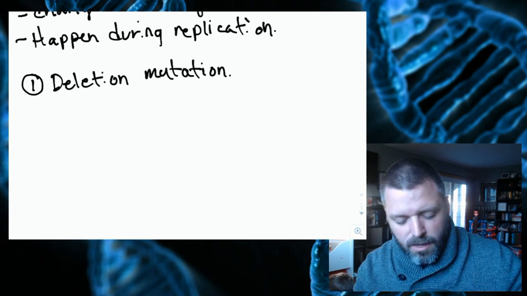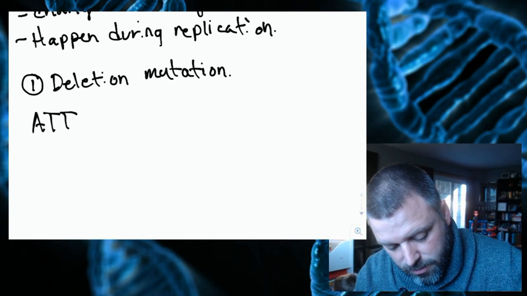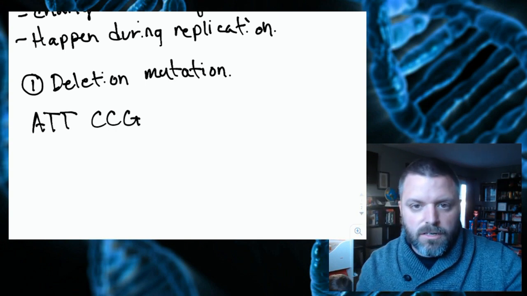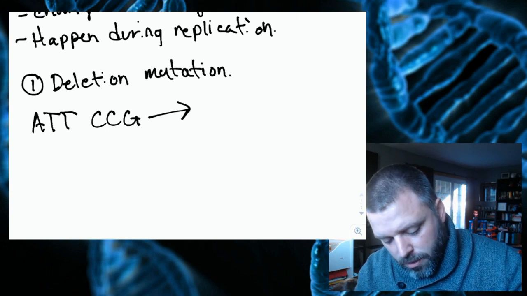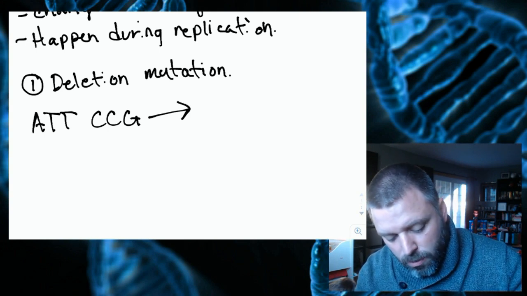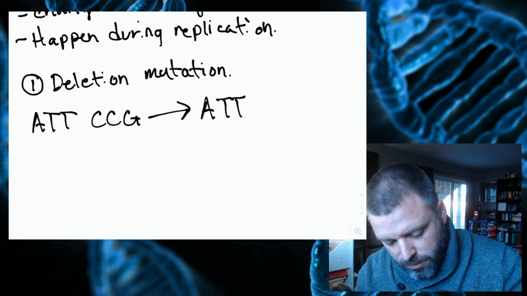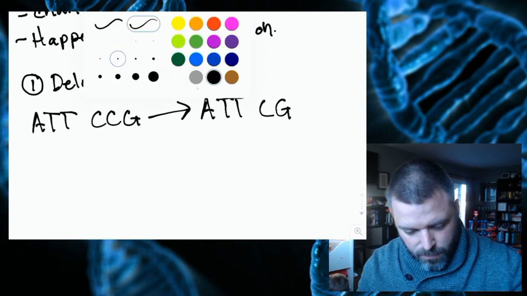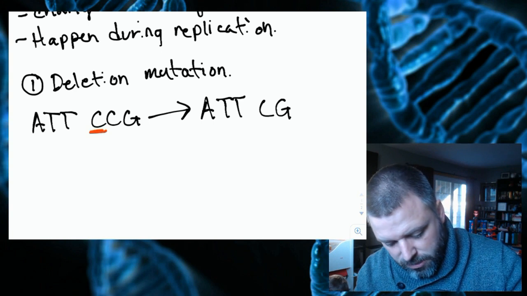In a deletion mutation, let's say I have a genetic code that is ATTCCG. There's my genetic code. As it replicates, let's say one or more of those bases disappear, you end up with ATTCG. So if you notice here, I lost one of my C's. One of my C's went bye-bye.